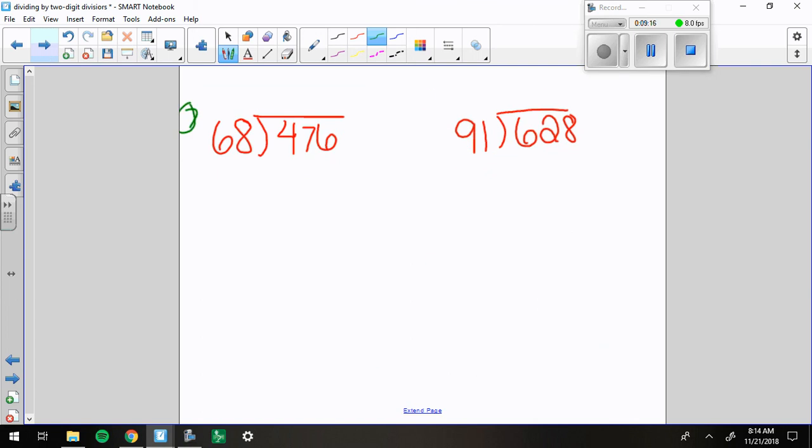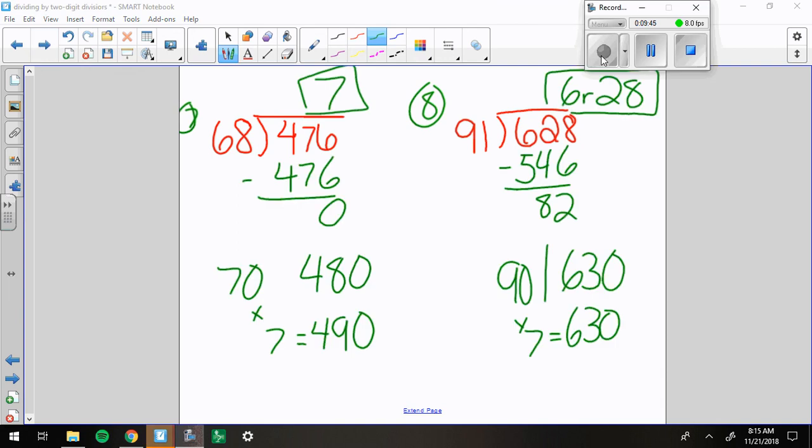These are questions 7 and 8. Pause the video, estimate a little bit, find me quotients for these two division problems, 476 divided by 68, 628 divided by 91. And let's try and figure this out, okay? Pause the video, do the work, press play when you want to check your work. 3, 2, 1, pause. All right, let's see how we did there.